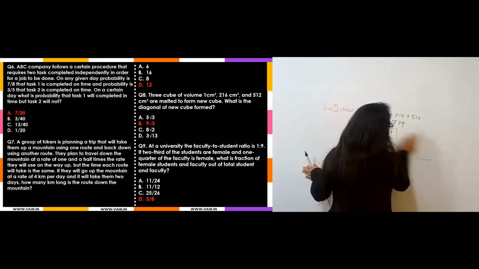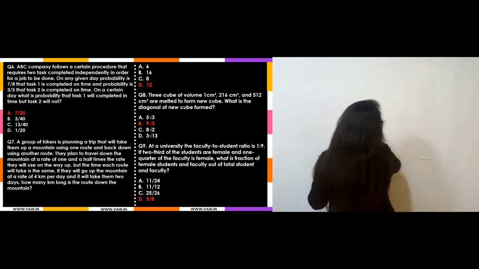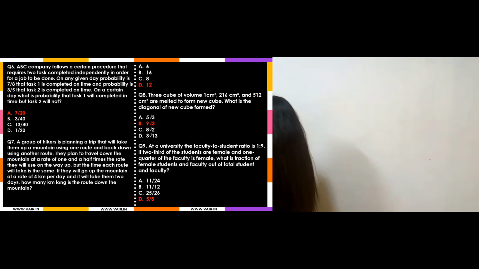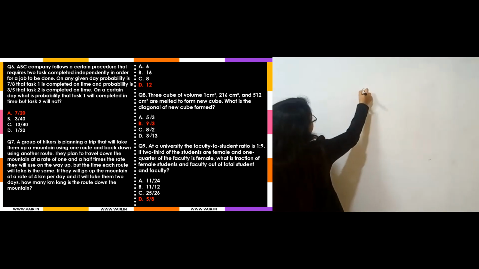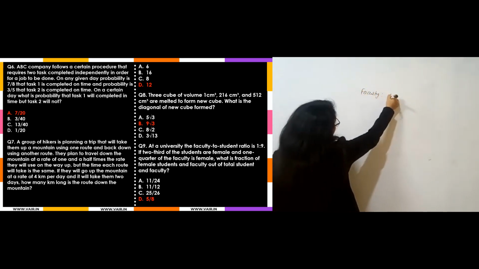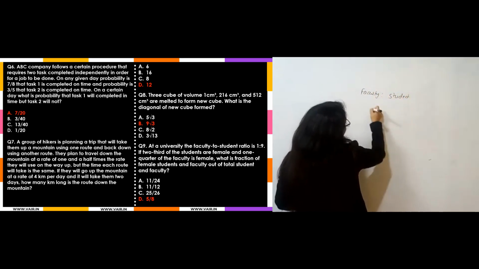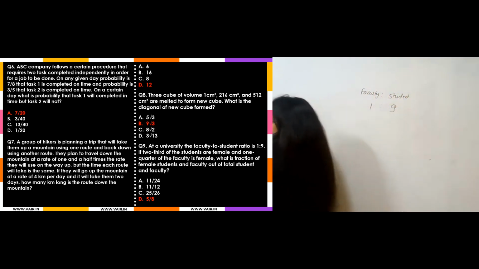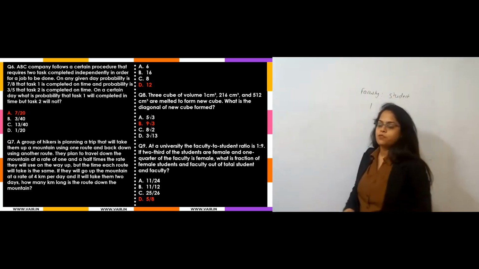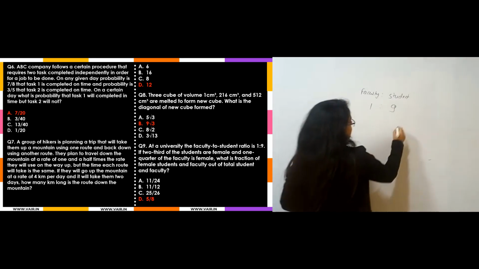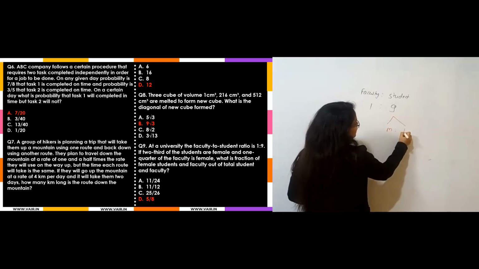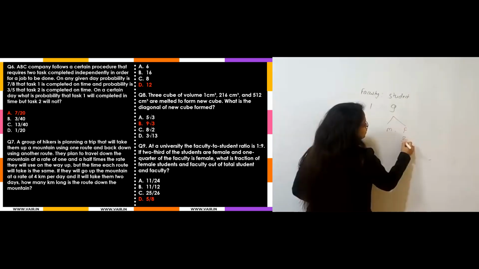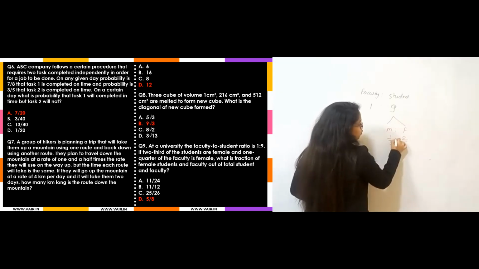Question number 9. In question number 9, they are saying that at a university, the faculty to student ratio is 1:9. Okay. One is to 9. Then 2/3 of the students are female, 2/3 of the students, right? Means in the students there will be male and female, where females are how much? 2/3. So male will be 1/3.